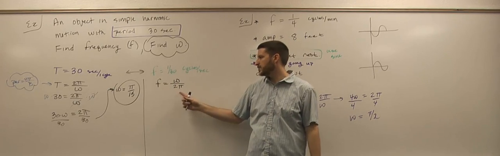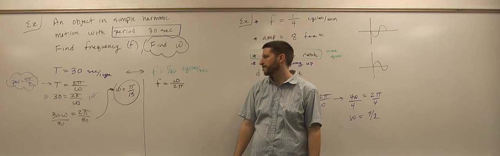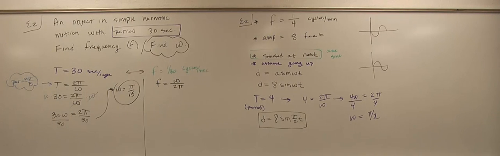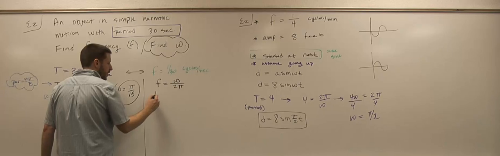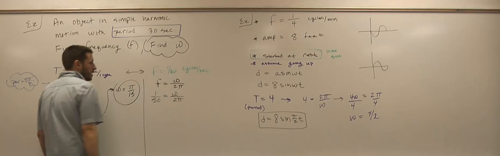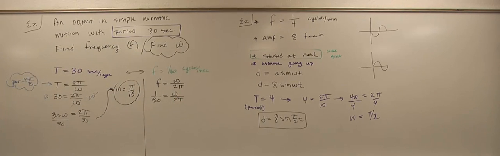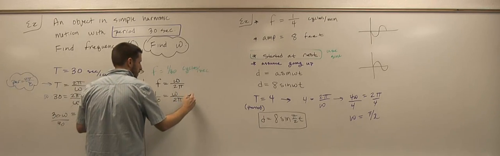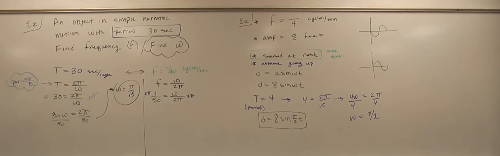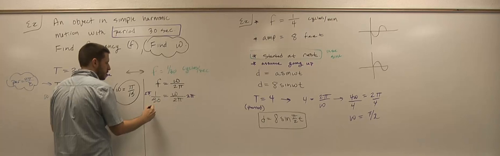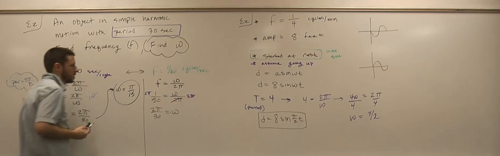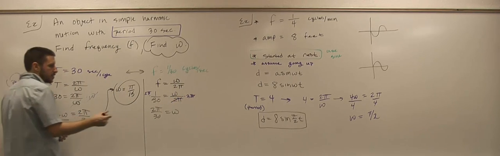What would be different if we decided to use this formula? Frequency equals omega over 2 pi. What would you plug in here? You do 1 over 30, because that's the frequency, equals omega over 2 pi. In this one, all you have to do is multiply up the 2 pi. So it saves you a little bit of algebra, I guess. Because you'll get 2 pi over 30 equals omega. So pi over 15.